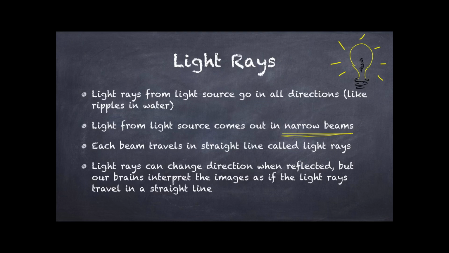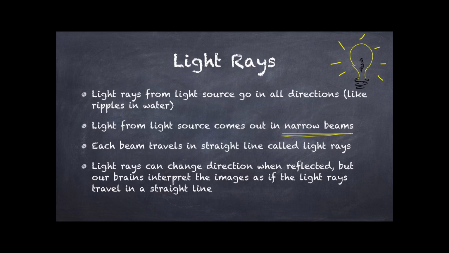Even though they're going everywhere, if I look at just one single ray of light, they're actually traveling in narrow beams, okay? And those narrow beams are going to travel in a straight line. So if I have a bulb, it's going to have multiple light rays that are all traveling in narrow beams, and each narrow beam is traveling in a straight line. And this is called light rays, okay? So the light ray is the narrow beam traveling in a straight line. There are many light rays that come from one light source.